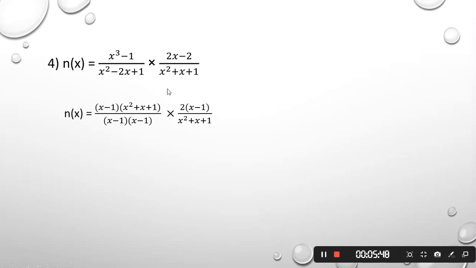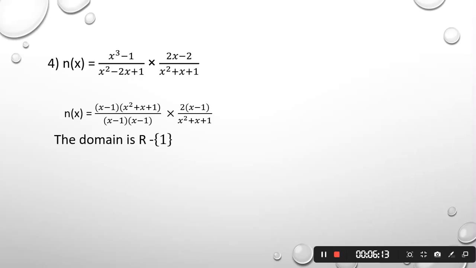This cannot be factorized. There are no two numbers whose product is 1 and whose sum is 1. We can use the calculator to check the factorizing, and it has no real roots. So the domain will be R minus {1}.